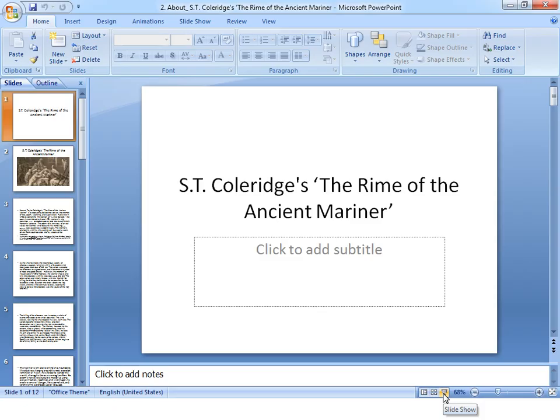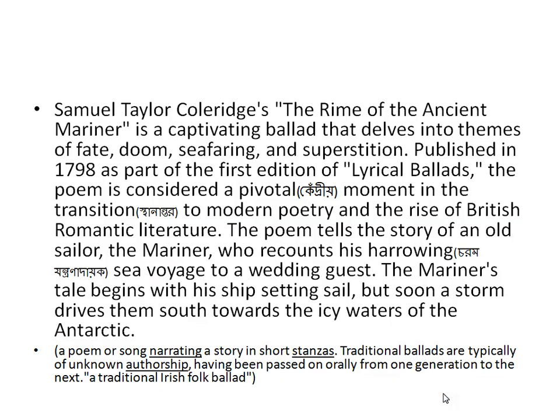So Coleridge's The Rime of the Ancient Mariner is a ballad. But we know the writer's name. Who is the writer? But Rime of the Ancient Mariner consists of short stanzas like quatrains. Okay. And what is the theme of this poem? Fate, doom, seafaring, and superstitions.